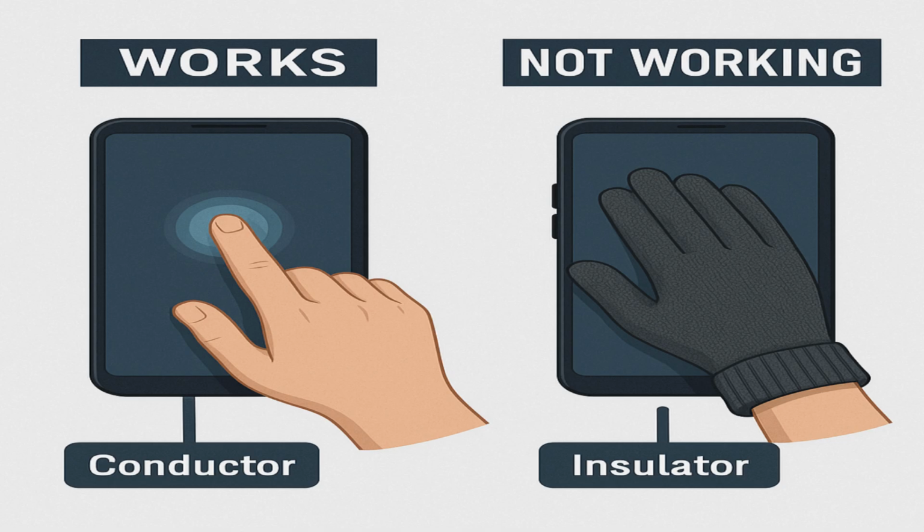Why don't touchscreens work with gloves? Capacitive touchscreens detect electrical conductivity, which standard gloves block because they're made of insulating materials. This is why regular gloves don't work. There's no electrical connection. Special touchscreen gloves have conductive material at the fingertips to allow interaction.